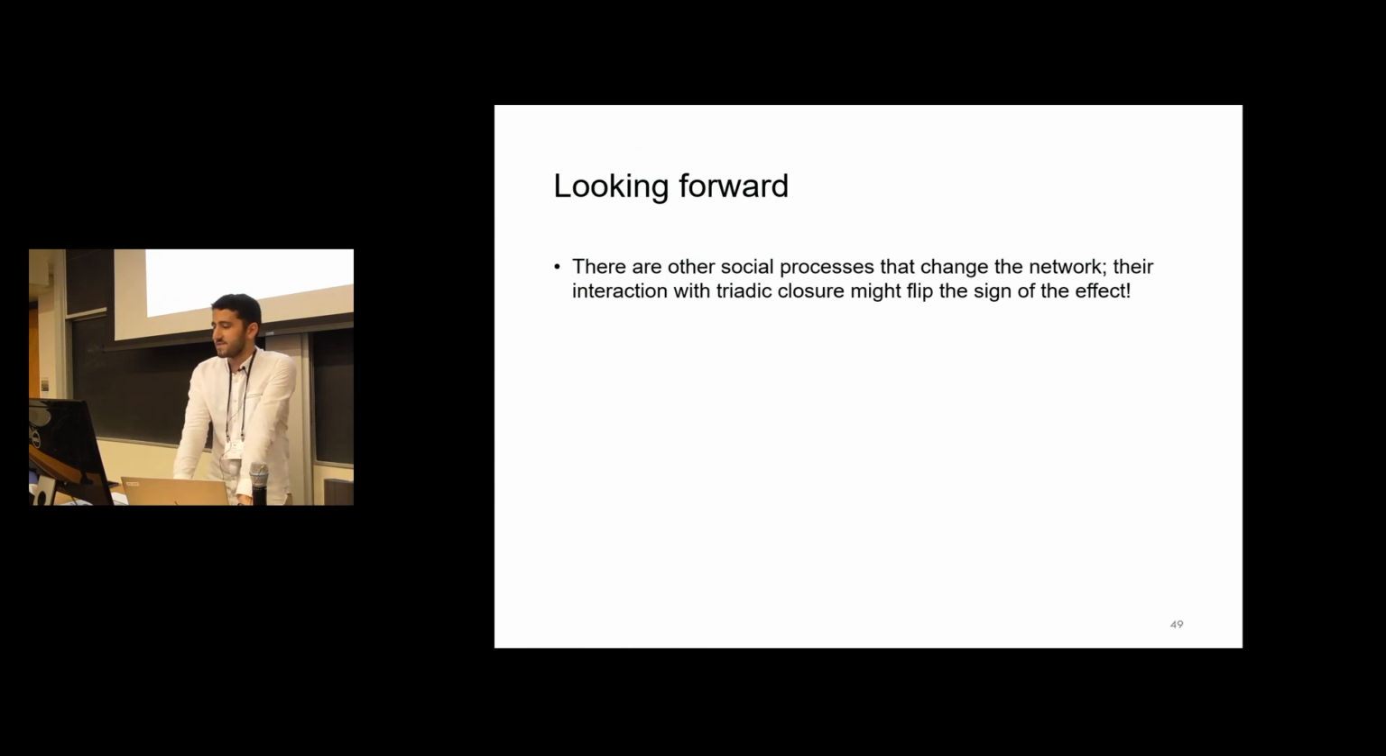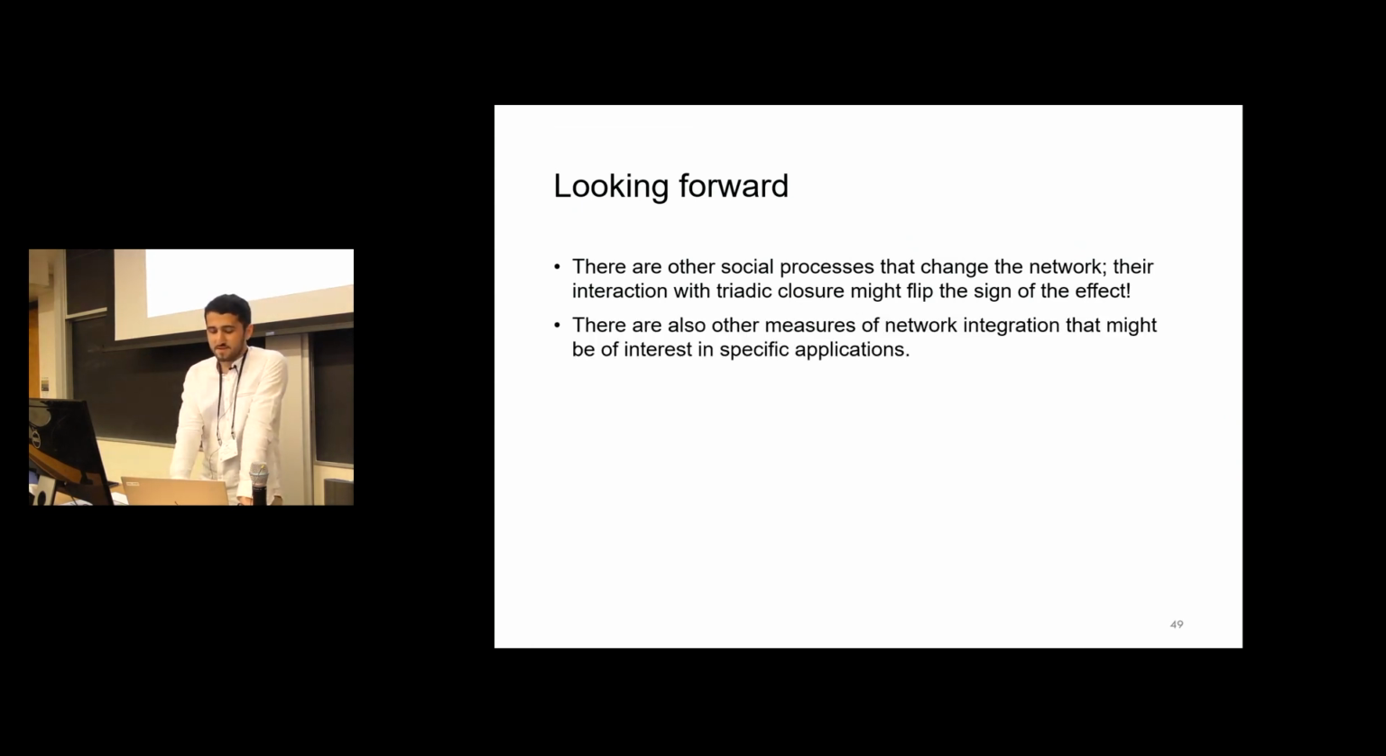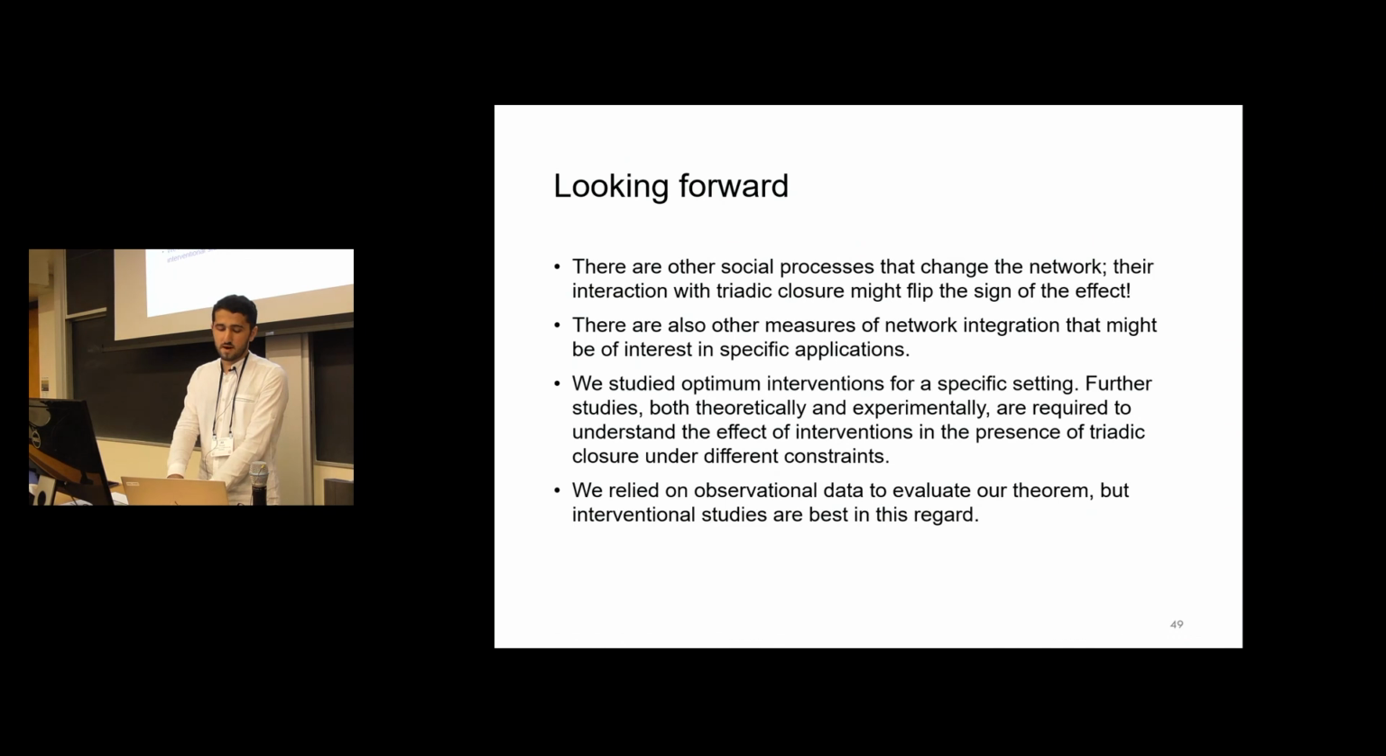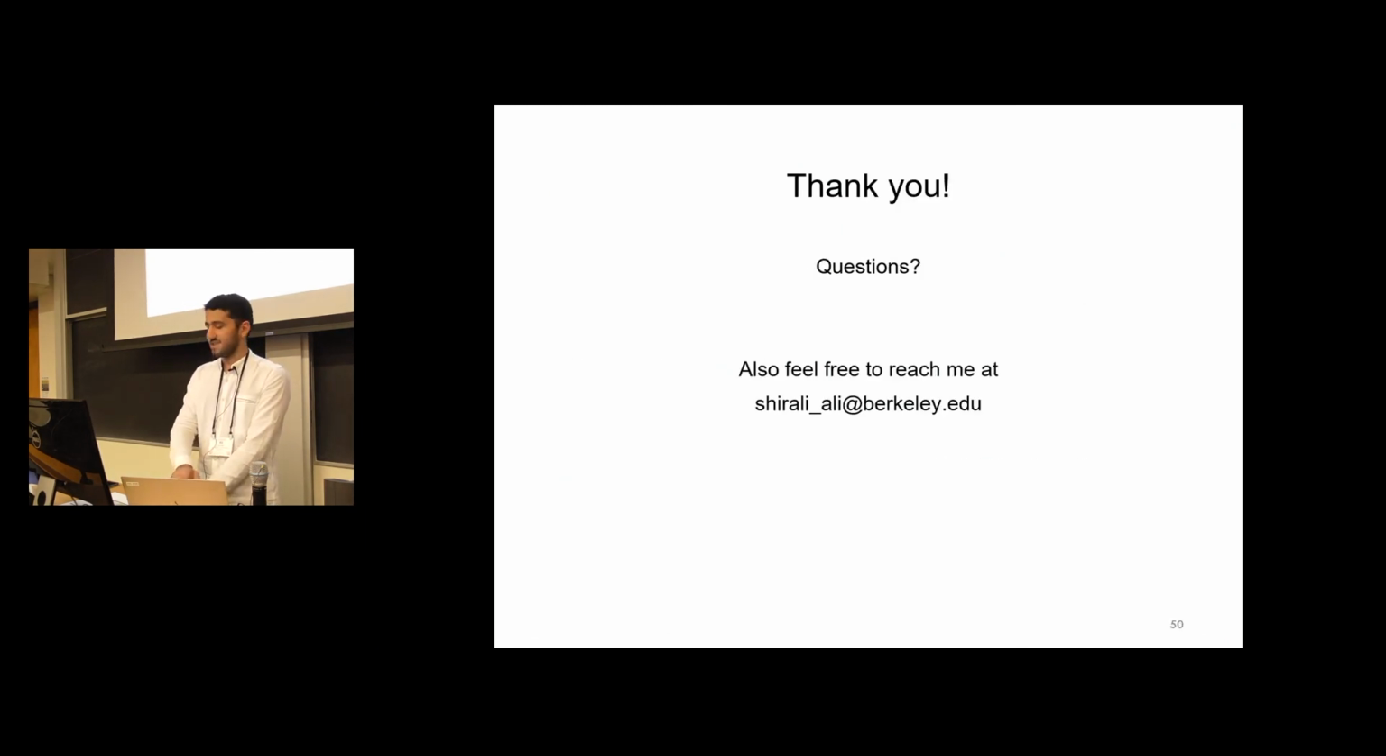Okay, there are definitely other social processes that change the network. Their interaction with triadic closure is unknown to us. They might flip the sign of the effect we just studied. And there are definitely other measures of network integration beyond what we studied here that might be of interest in specific applications, I think. We studied optimal interventions for a very specific setting, but I think further studies are required, both theoretically and experimentally, to understand the effect of interventions in the presence of triadic closure. And finally, we relied on observational data to evaluate our theorem, but the best practice here might be to do interventional studies. And yeah, that's it.